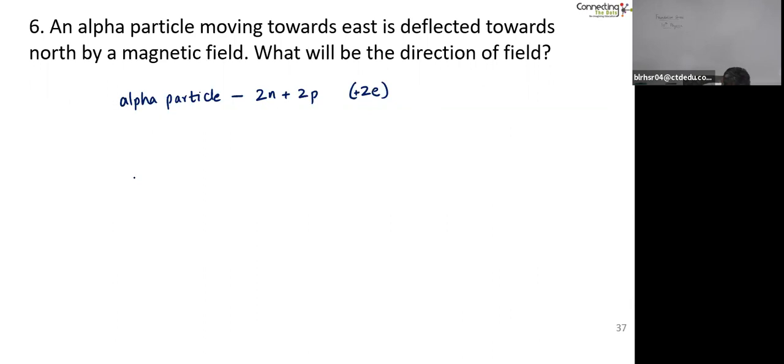The alpha particle is moving east and it is deflected north by a magnetic field. If it is deflected north, the force must be acting in the north direction.